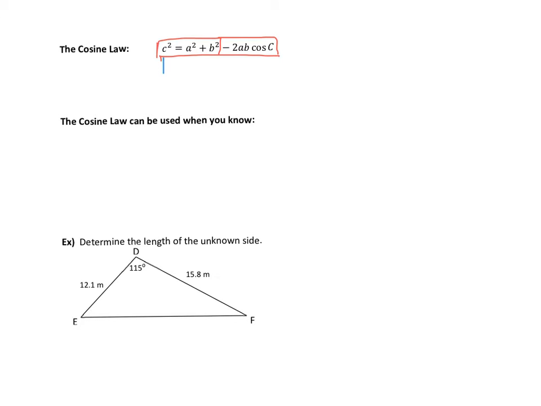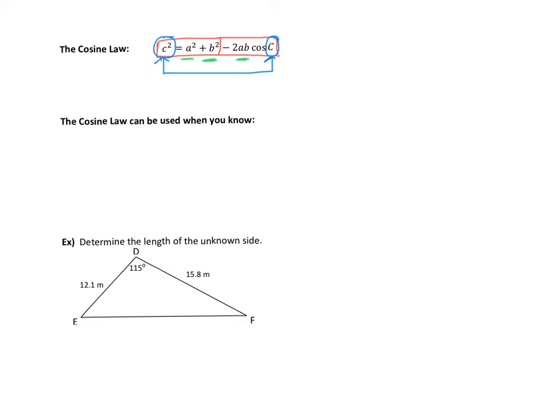You'll notice a couple of patterns here. So your side C is by itself, so C squared, it's matching with this angle C. So those have to be across from each other. And then in the middle, we have an A squared plus B squared, and then we're taking away 2AB. So the things in the middle stay in the middle, the things on the outsides stay on the outside.